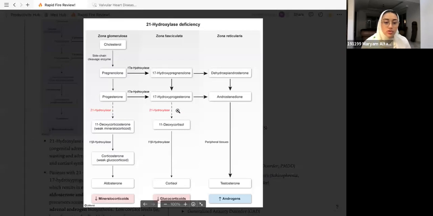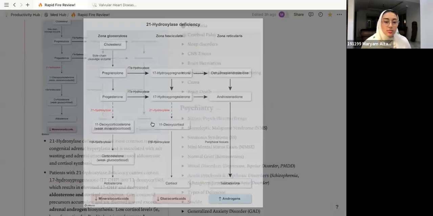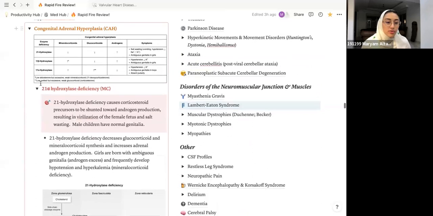So if you have 21 hydroxylase deficiency, what I was basically trying to describe is you're going to have increased production all the way here. So this is going to be pushed towards producing more androstenedione and increased testosterone and estrogens. So you can have virilization early in life because of this. And the same thing applies for others like 11 beta hydroxylase. But this is just a very high yield topic for you guys to know for your exams. And they like to ask about it a lot.